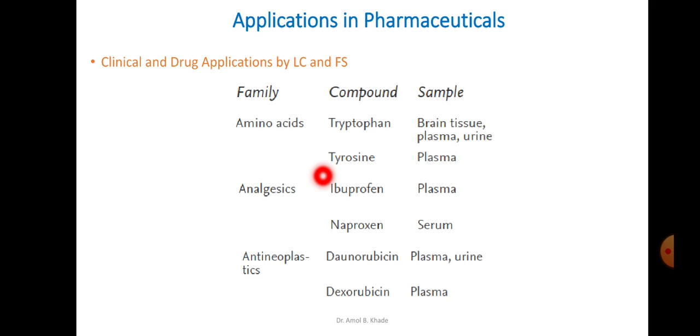Like analgesics, you have ibuprofen. So you can quantify the amount of ibuprofen present in the plasma, the amount of naproxen present in the serum. Then antineoplastics, you can see daunorubicin and doxorubicin present in the plasma and urine. So you can take these biological or clinical samples, subject them to liquid chromatography, get them purified, and then subject them to fluorescence spectroscopy for better accuracy, and we can quantify with great accuracy and precision because of the sensitivity and specificity of the method.